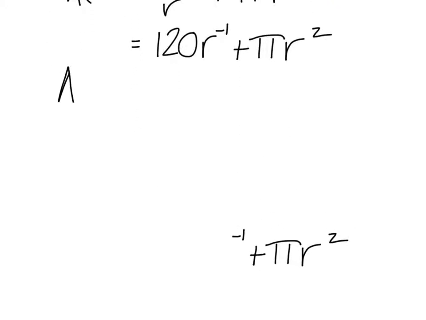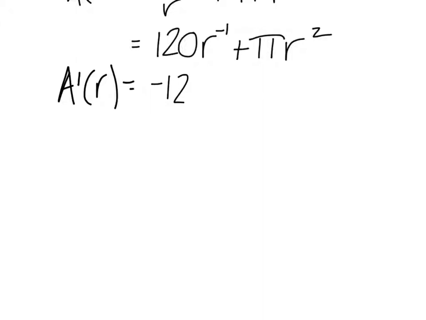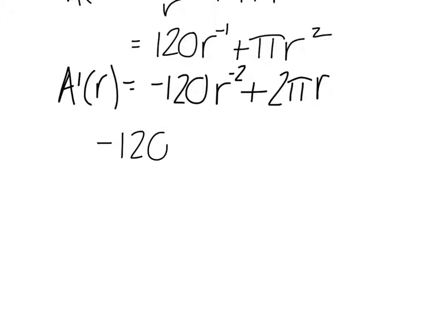So A dash of r equals minus 1 multiplied by 120, which is minus 120, r to the power, and subtract 1 from the power gives us minus 2, plus 2 pi r, and subtract 1 from the power once again, and that leaves us with power 1, which is just r. So what we have now represents the gradient. So minus 120 r to the minus 2 plus 2 pi r is our gradient.